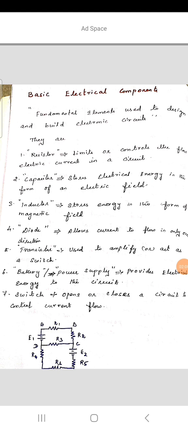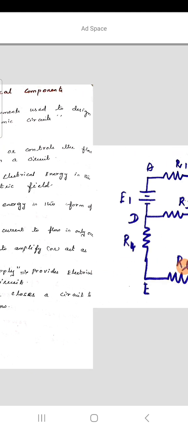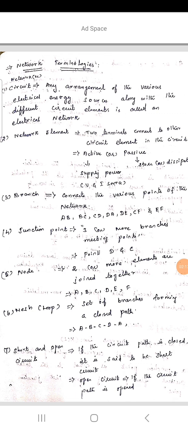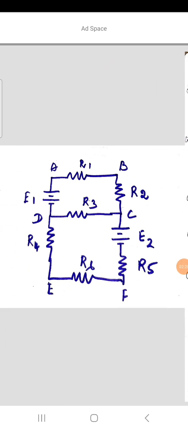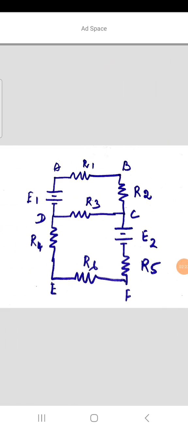So next we move on to see the network terminologies. So what are network terminologies? That means we have some terms that are used while designing a circuit. So consider this circuit. We have resistors and supply units in the circuit. We have different points A, B, C, D, E, F, right?